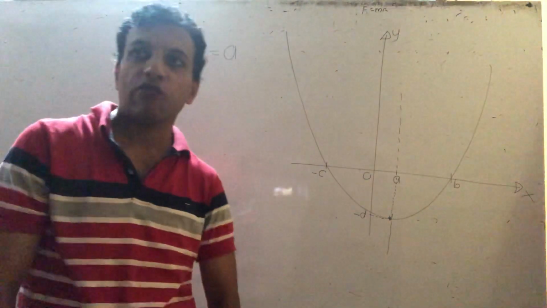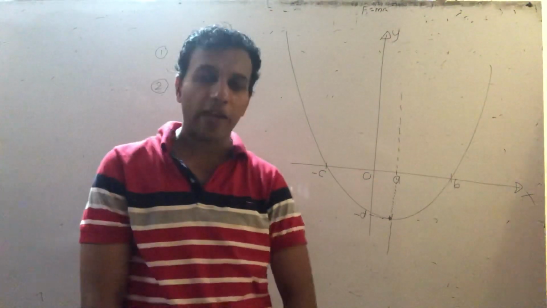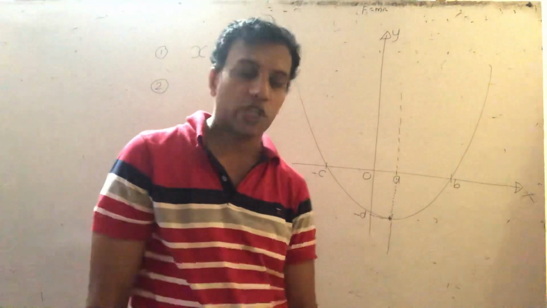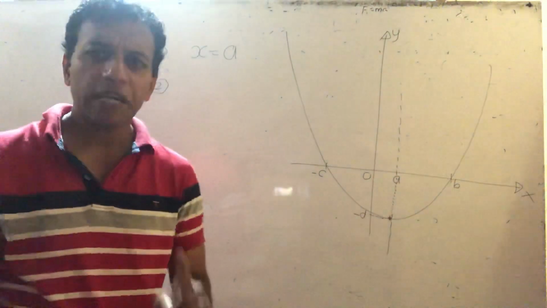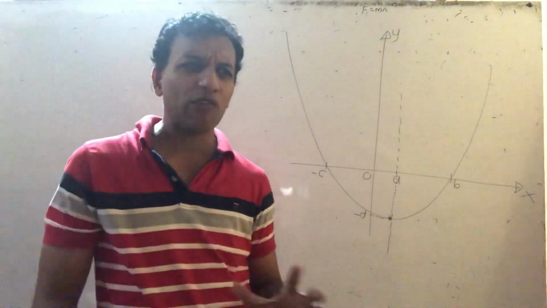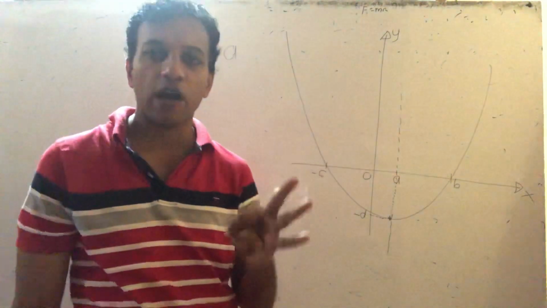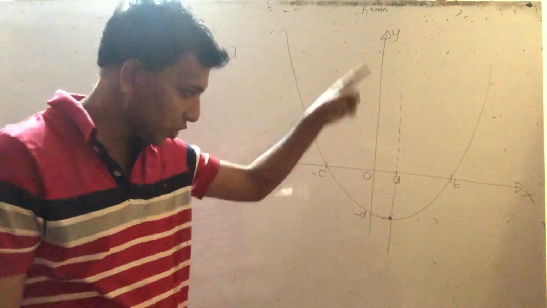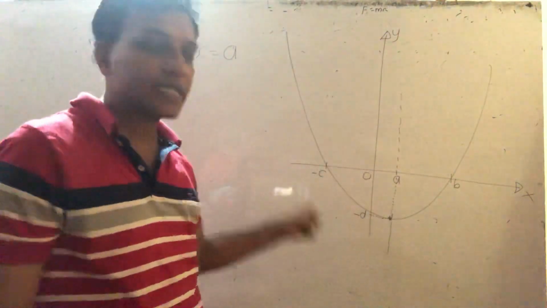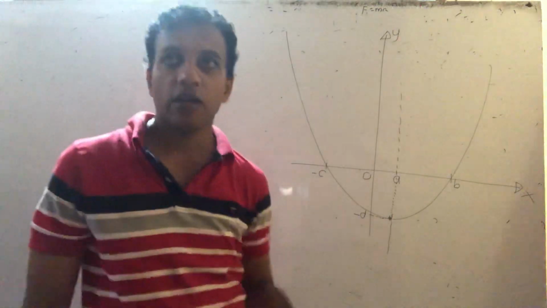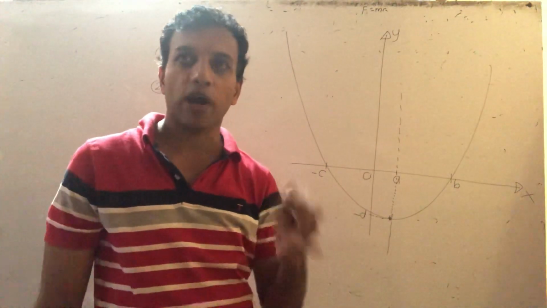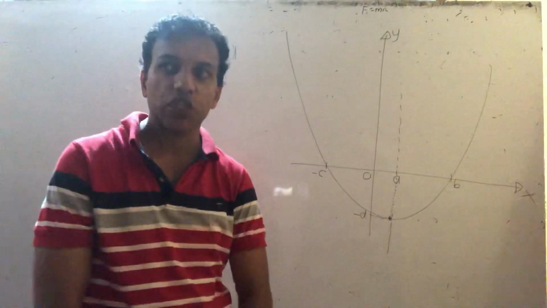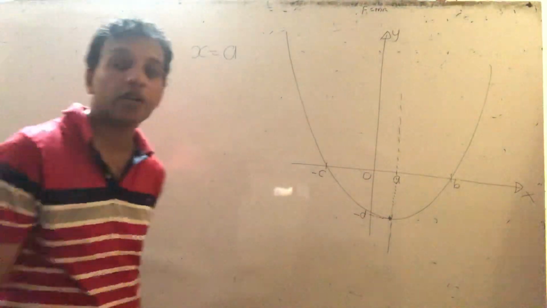Right, second one: minimum value of the function. Remember, the word function can be confusing. Function, graph, y, all have the same meaning. Function means graph, y means graph. So minimum value of the function means minimum value of the graph.